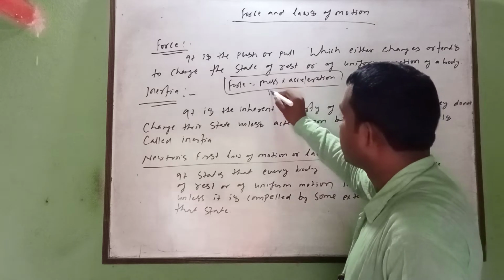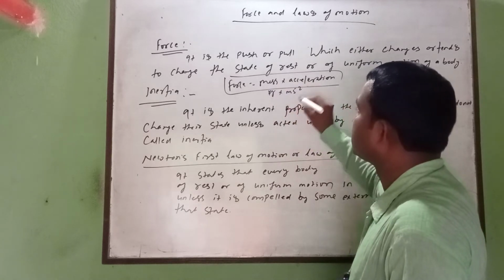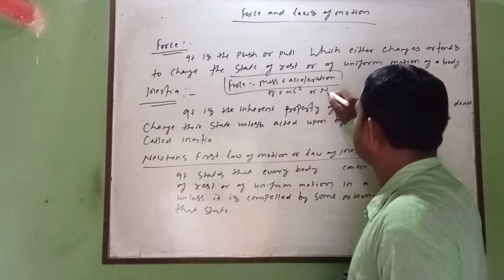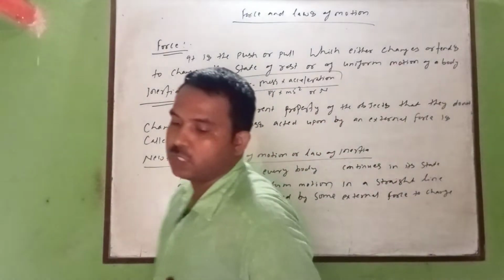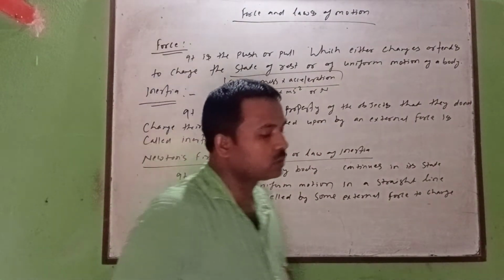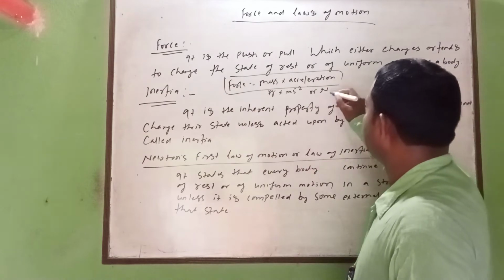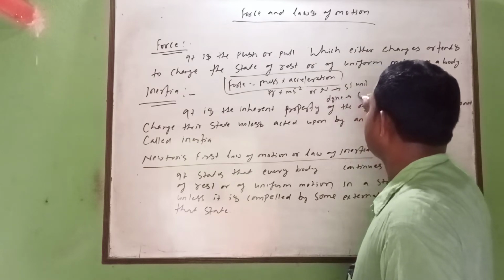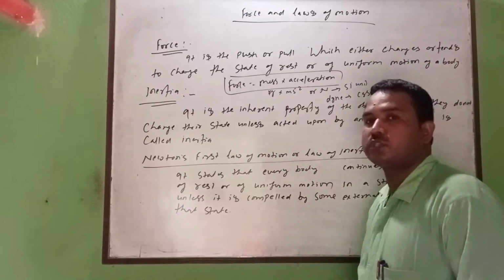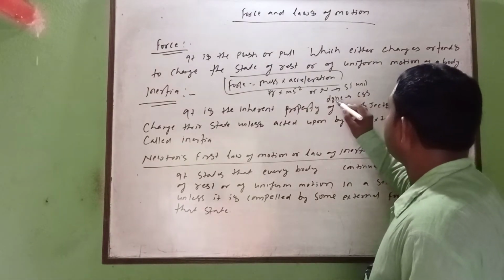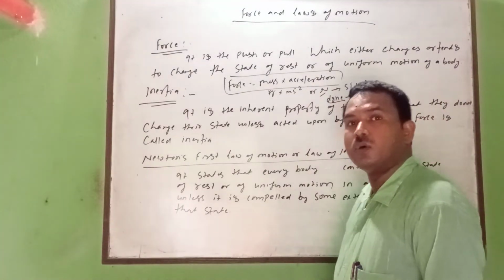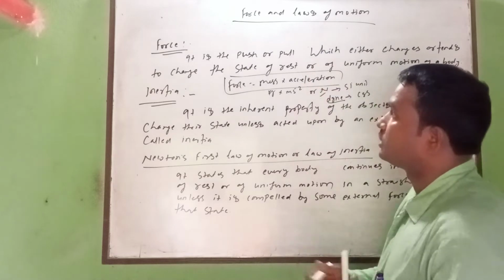You know that mass can be measured in kg and acceleration in meter per second square. So kg meter per second square is the unit, or you can also write it as Newton. The SI unit of force is Newton, and the CGS unit is dyne. Force can be measured in dyne also, but Newton is the SI unit.